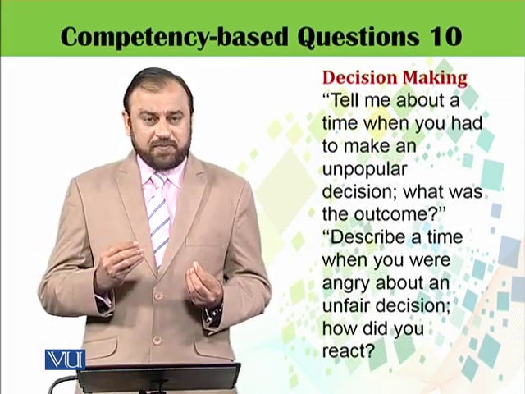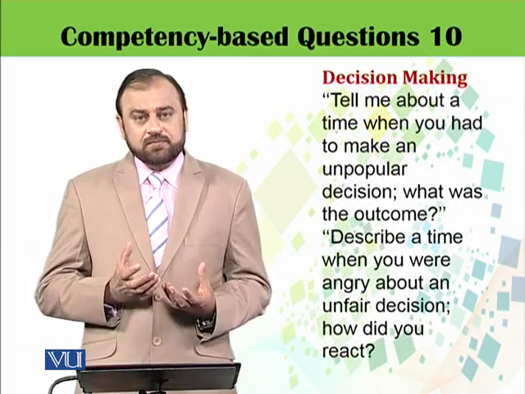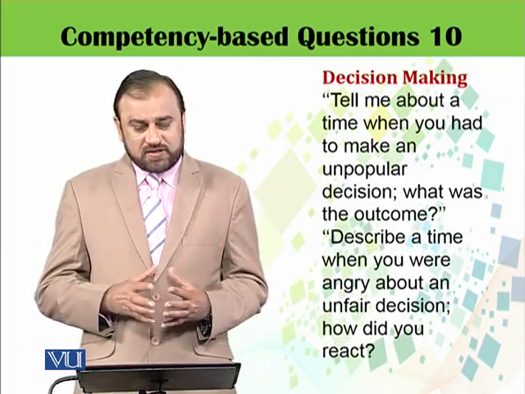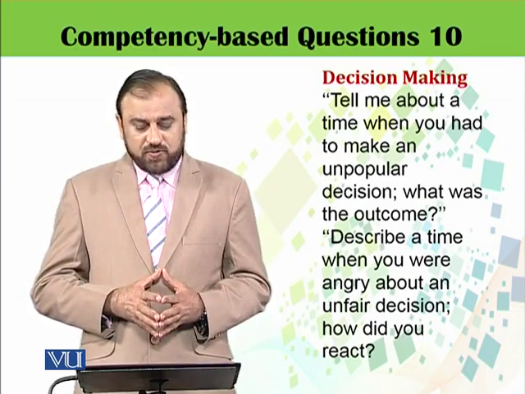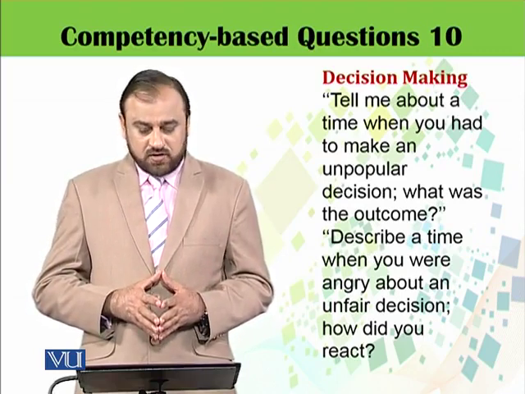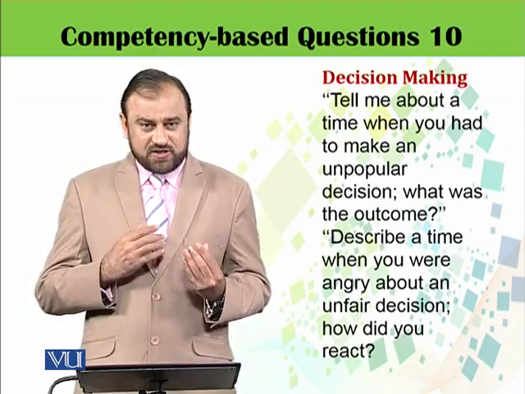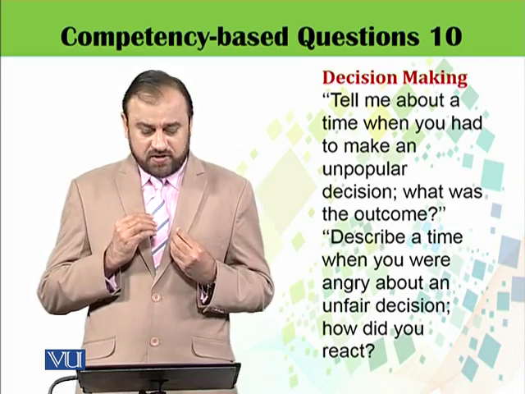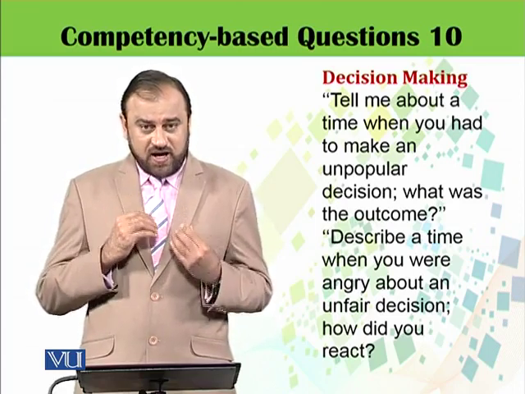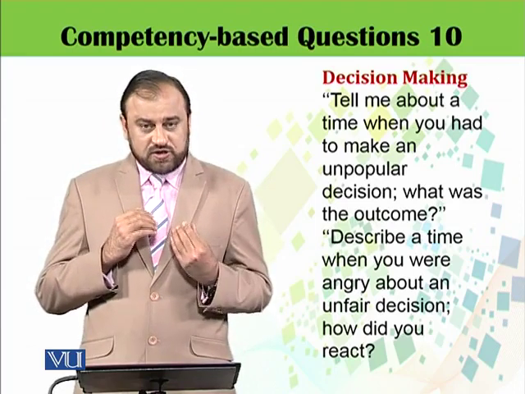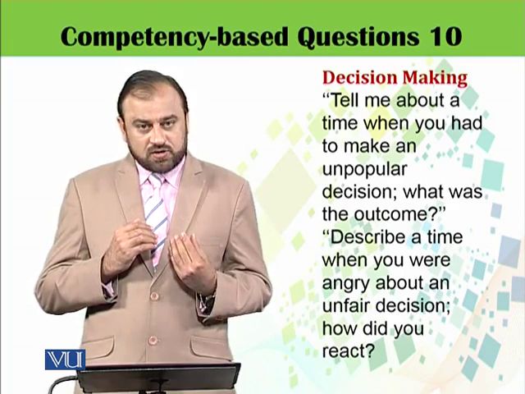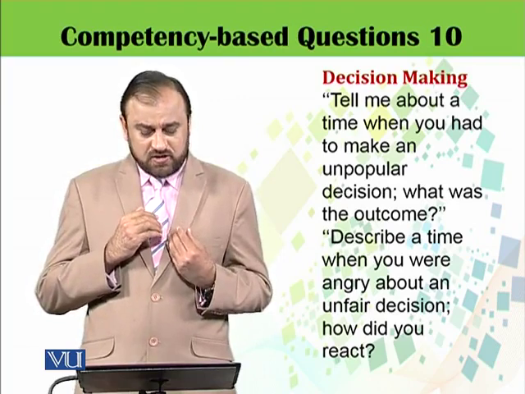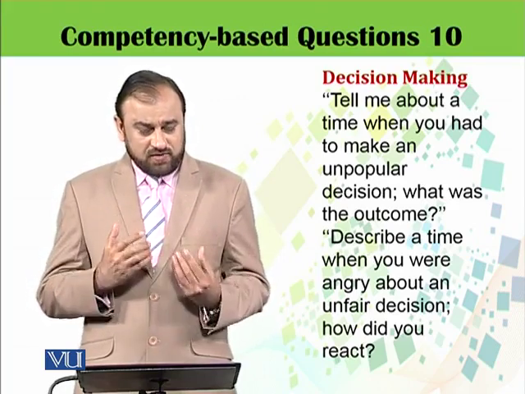So the first generic skill for the professional categories is decision making. You may ask a question about how someone goes about decision making. Tell me about a time when you had to make an unpopular decision. What was the outcome? Because there are some decisions which are unpopular, which are very critical. So you are asking what the outcome was. Then you are asking, describe a time when you were angry about an unfair decision, how did you react? This question is also critical, that you are asking about anger over an unfair decision and how you would react in such kinds of decisions.